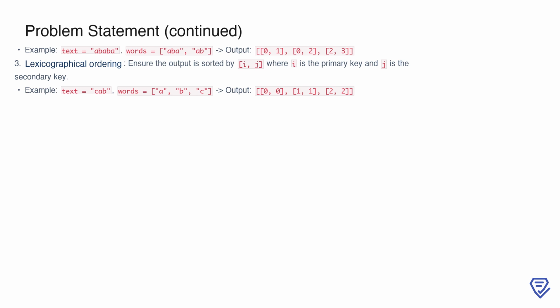Some edge cases to consider include when no words from the list exist in the string, such as when text is "abc" and words is "xyz", which results in an empty output. When matches overlap, such as in "ababa" with words being "aba", "ab", all valid pairs are included. Lastly, ensure the output is always sorted lexicographically, with the primary order determined by the starting index and the secondary order by the ending index. For example, given "cabin" with words "a", "b", "c", the output would be [0, 0], [1, 1], [2, 2].